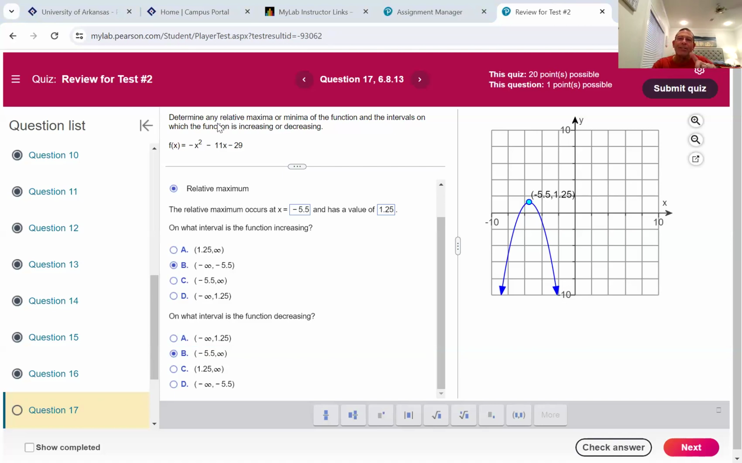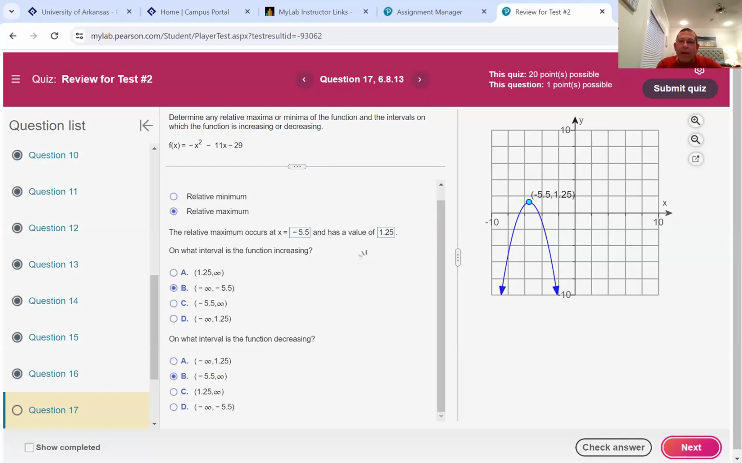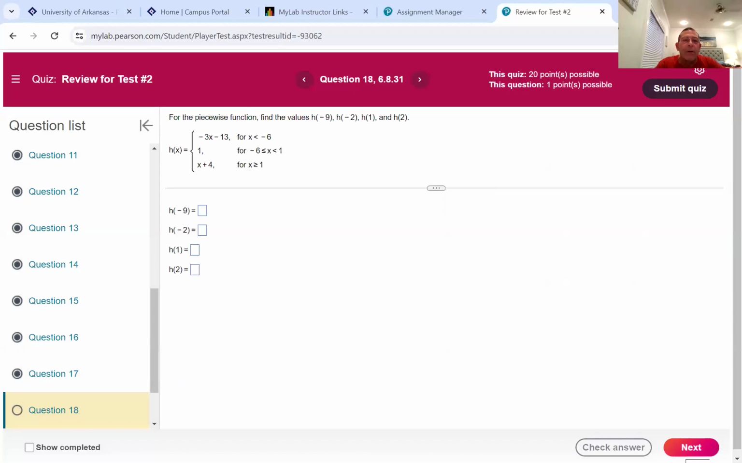Perfect. So just remember, increase and decrease, and stay away from them Y values, okay? All right, so we're going to have another one of these that'll have a couple. Oh, no, it didn't, did it? Okay, so let's see.